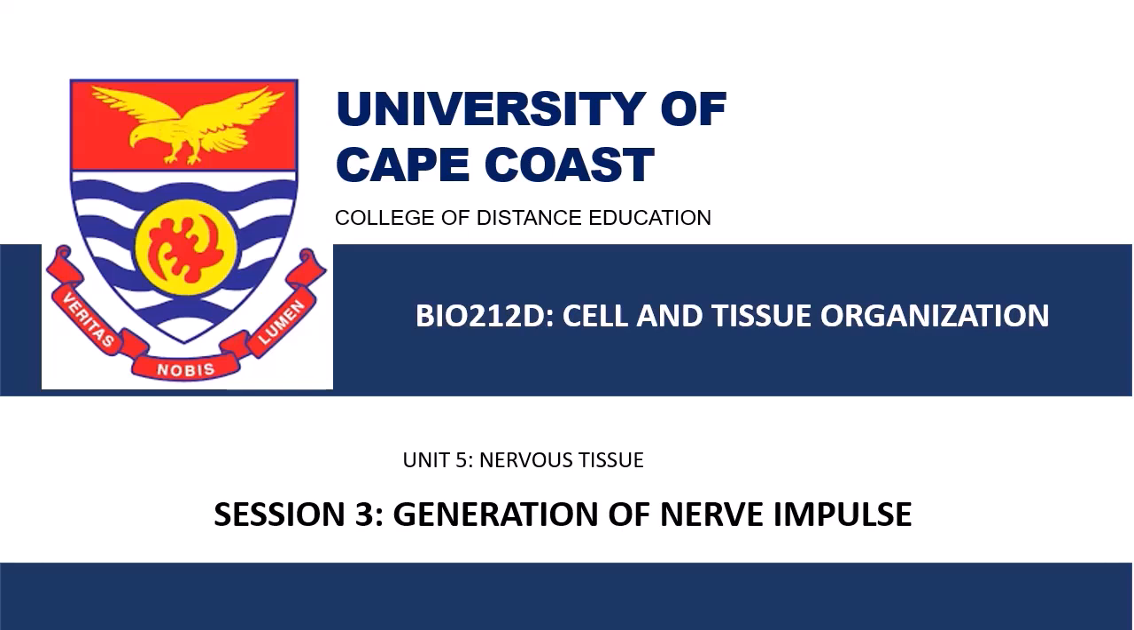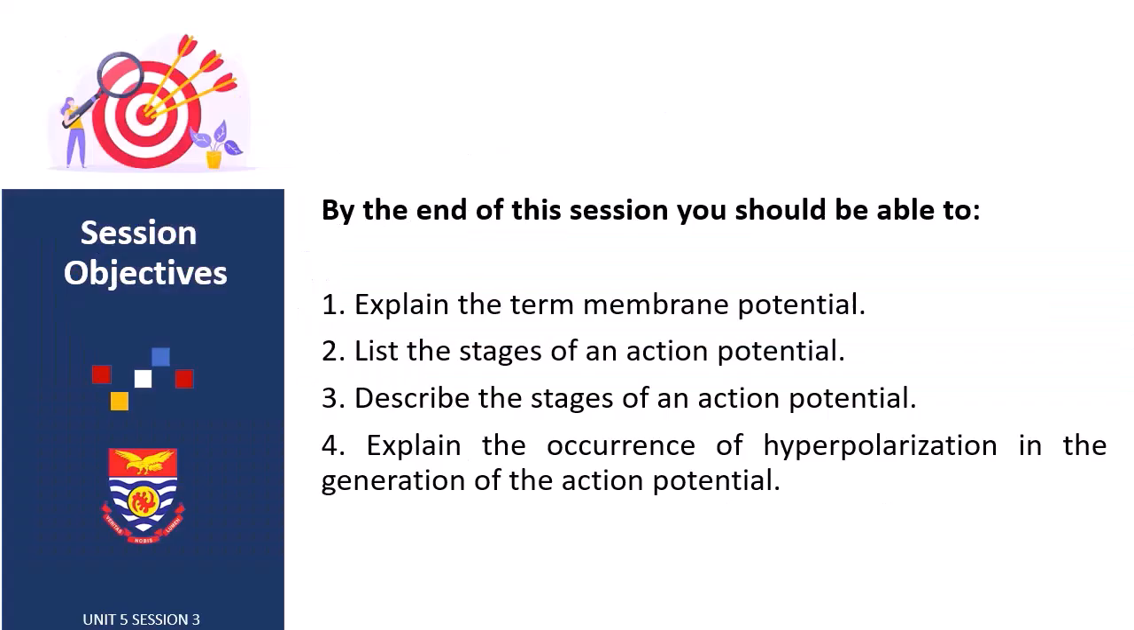Under this session, we will look at how nerve impulse is generated, which is one of the properties of excitable tissues. And you will also be introduced to some terms such as resting potential, action potential, depolarization, and repolarization. By the end of this session, you should be able to explain the term membrane potential, list and describe the stages of an action potential, and also explain the occurrence of hyperpolarization in the generation of action potential.